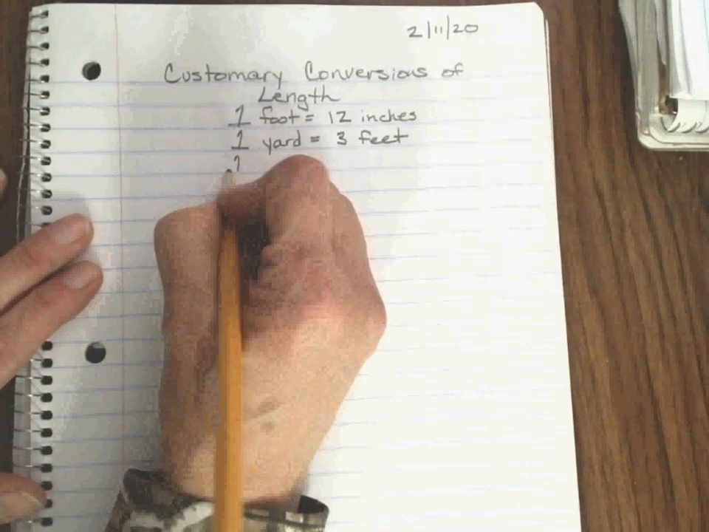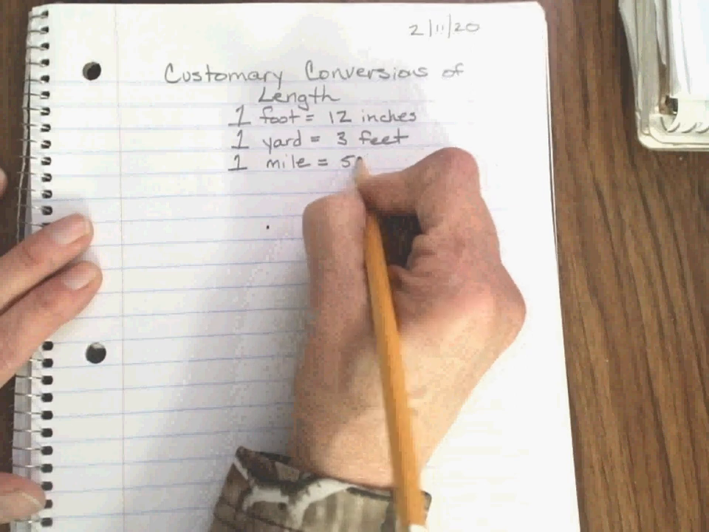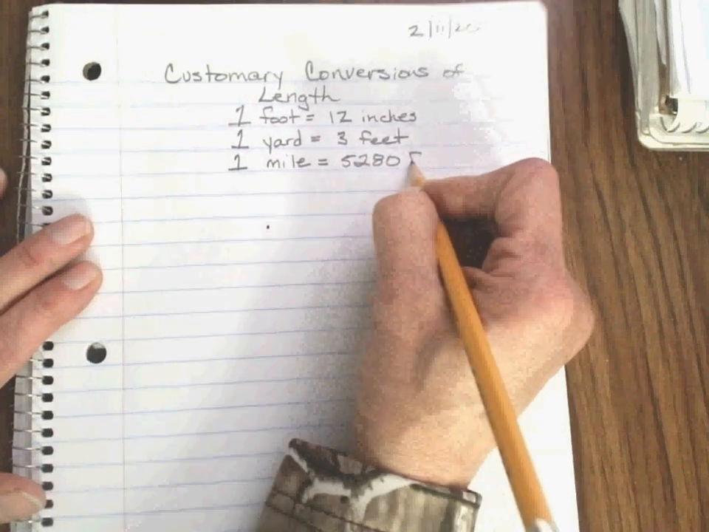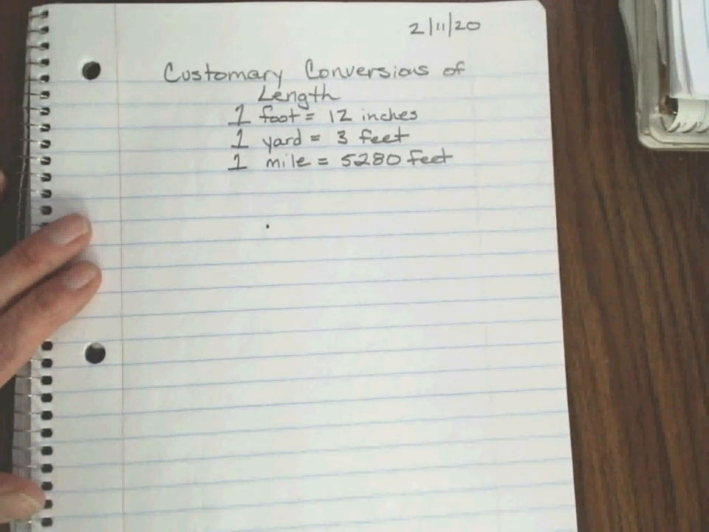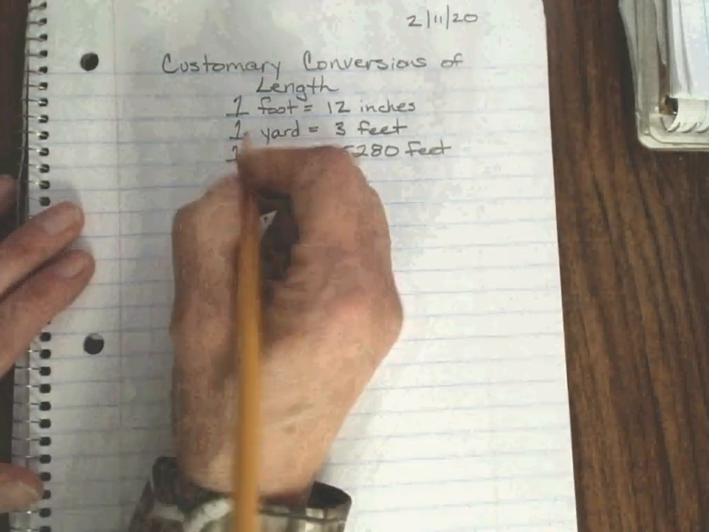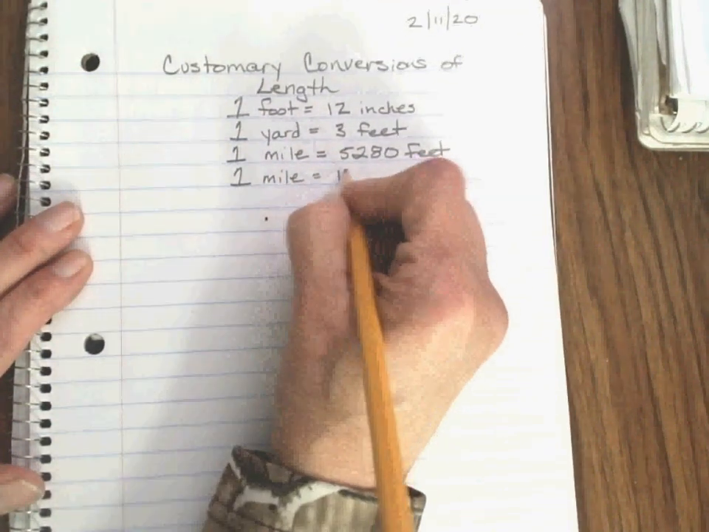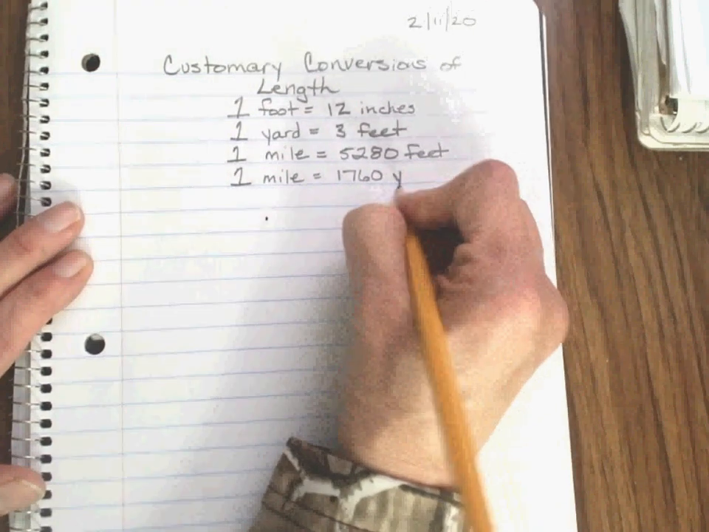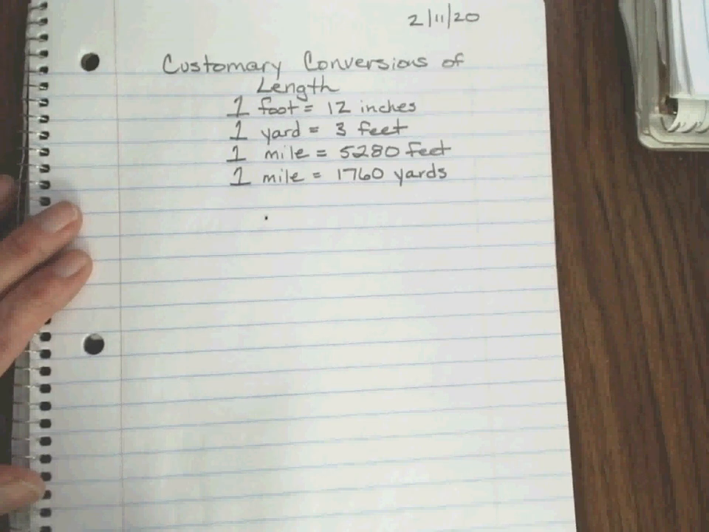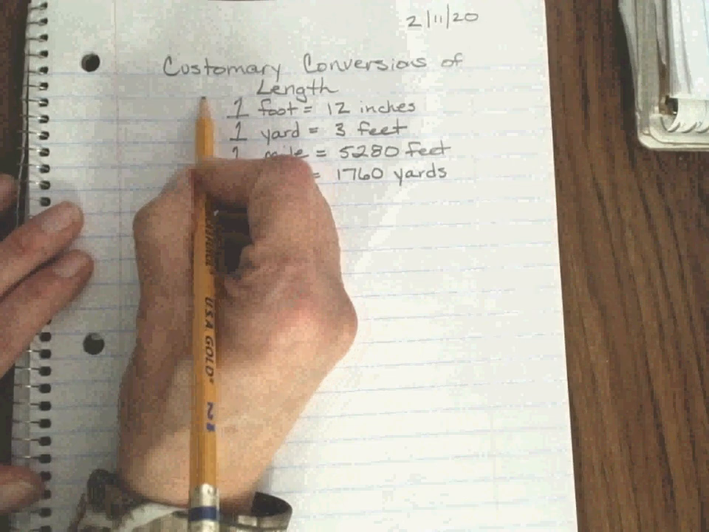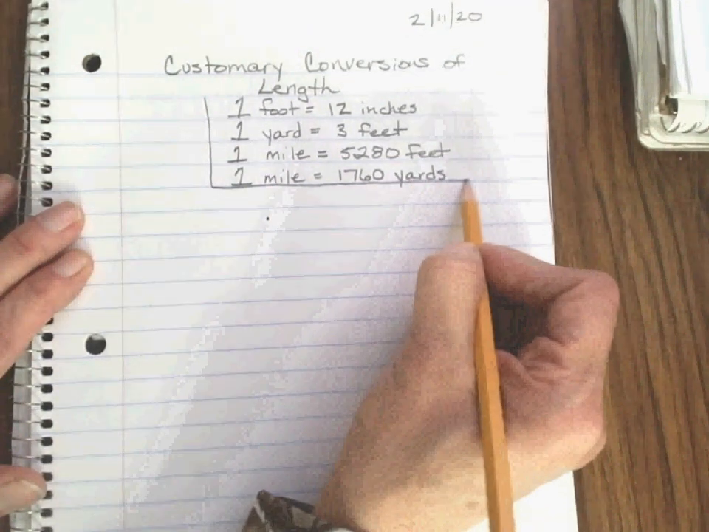One mile is 5,280 feet. And sometimes we're even told that 1 mile equals 1,760 yards. These are our customary conversions for length.